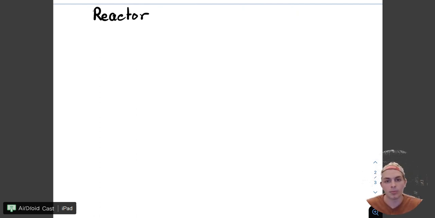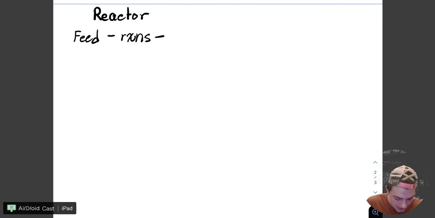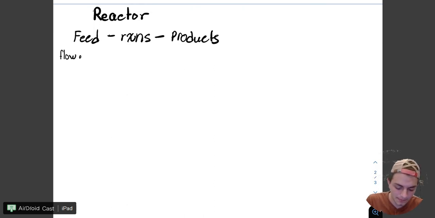Again, we want to do output minus input minus reactions, right? So we want to do feed to the reactor minus the reactions minus the products, where reactions will be defined by, well, let's start with feed. Feed will be defined by flow rates multiplied by components. So that's going to be our feed there.